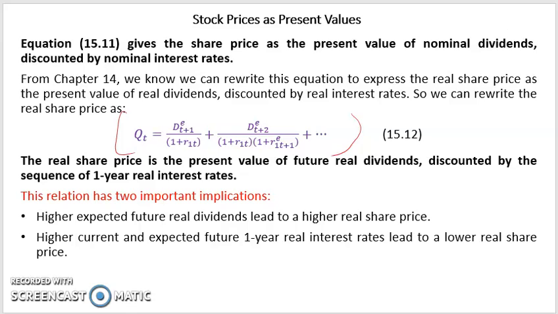So the real share price is the present value of the future real dividends discounted by the sequence of the 1-year real interest rates. And equation 15.12 has 2 important implications. 1, higher expected future real dividends lead to a higher real share price, and higher current and expected future 1-year real interest rates lead to a lower real share price.